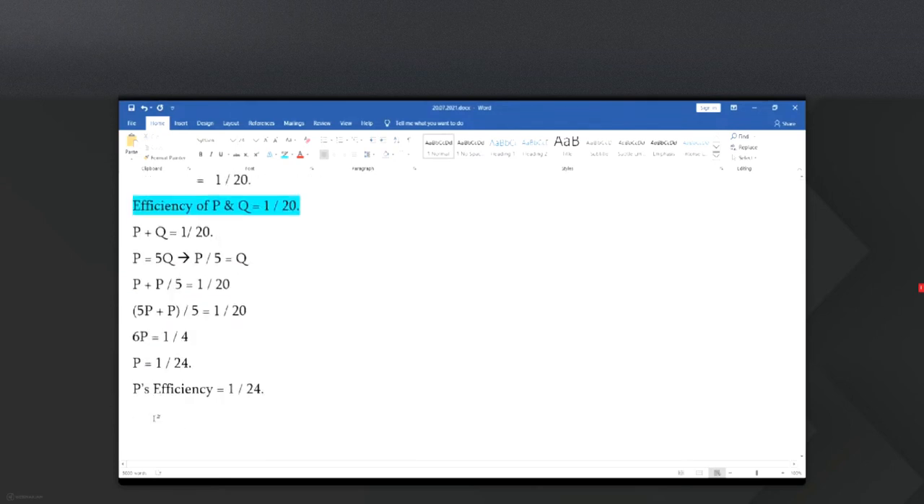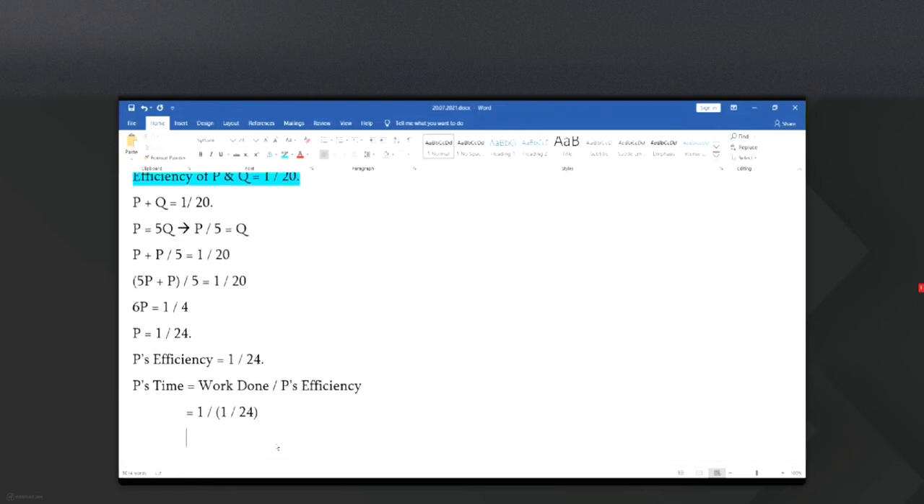So here we have to know the piece time. For that I have to do work done divided by piece efficiency. This is the formula, right? So I'm directly using the formula here. Work done will be 1, and piece efficiency is 1 divided by 24. Work done will be 1. Now this 24 will come to the top, and therefore you get 24 days. This is the reason why we inverse.